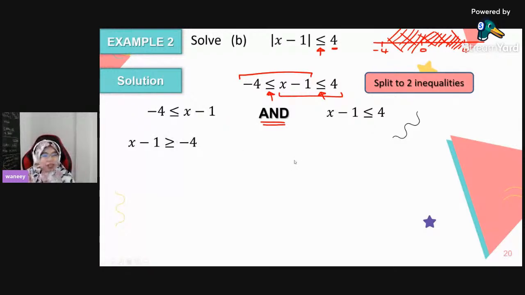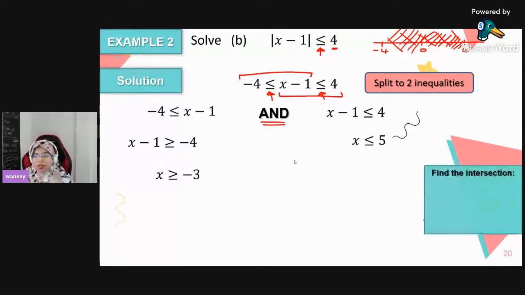So it will become x minus 1 greater than or equal to -4. So x will be greater than or equal to -3. And then on the right hand side, we have x less than or equal to 5. Now we need to find the intersection between the answers. So we got -3 on the left, 5 on the right.